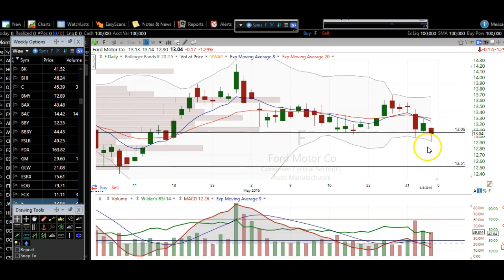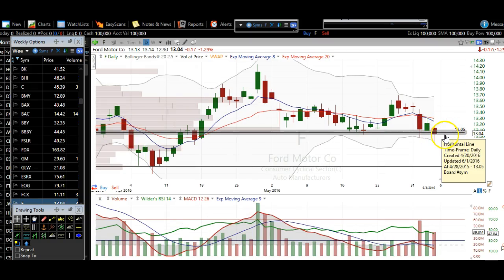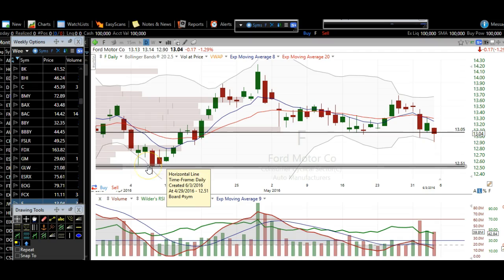So not exactly a good-looking stock that I would buy for a bounce, but not really wanting to short it quite yet. So I'm going to look for another close below that 13.04, and if that happens, we're going to come down here and tag that 12.50 mark down there.